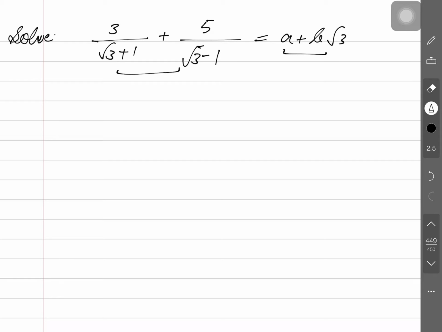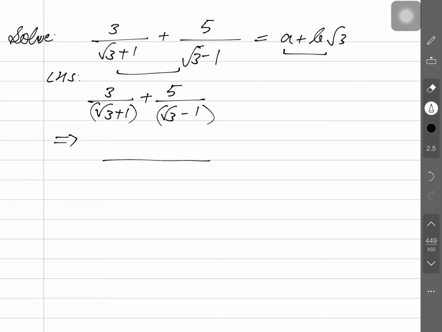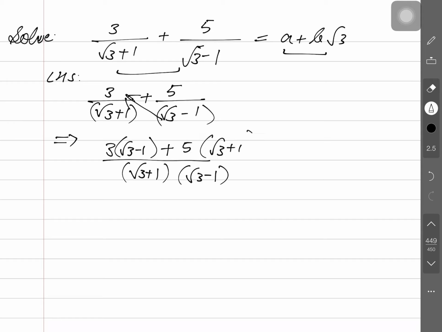Clear? So we will start here. The left hand side we will solve first: 3 by root 3 plus 1 plus 5 by root 3 minus 1. What next is to be done? This is of the form a plus b, a minus b. Clear or not? So their LCM is root 3 plus 1 times root 3 minus 1. Taking the LCM, it is 3 times root 3 minus 1 plus 5 times root 3 plus 1. Is that clear or not?